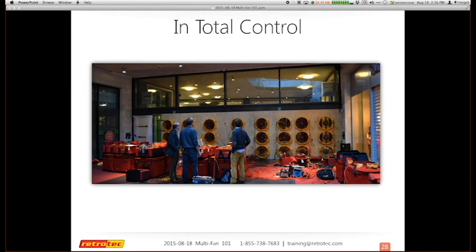So this was a test that was recently done. This is a passive house mall. That's right, a shopping mall.